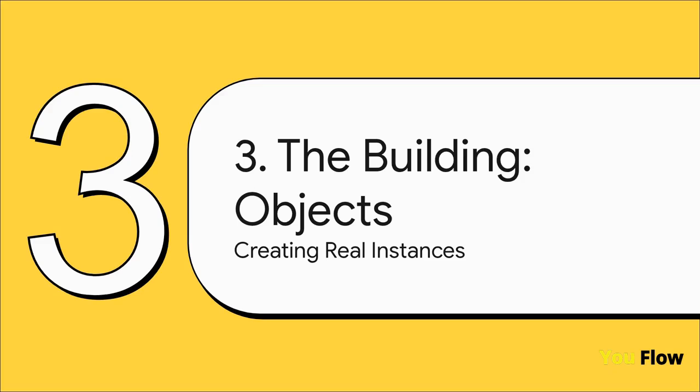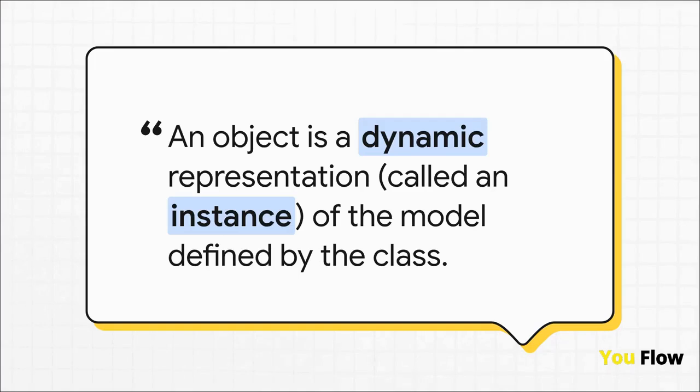Objects. So if the class is the blueprint, then an object is the real thing you actually build from it. This quote from the source material just nails it. Objects are the real live instances of a class. The key words there are dynamic and instance. Think about it. You have one blueprint for a car, right? But from that one plan, you can build thousands of individual cars. Each one is a unique object, a real instance of that blueprint.